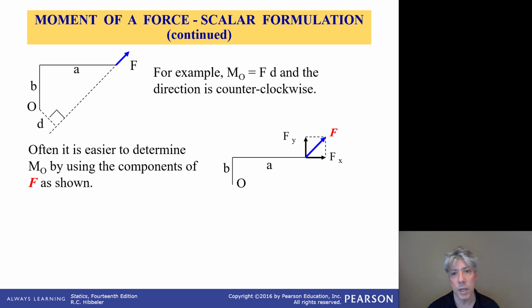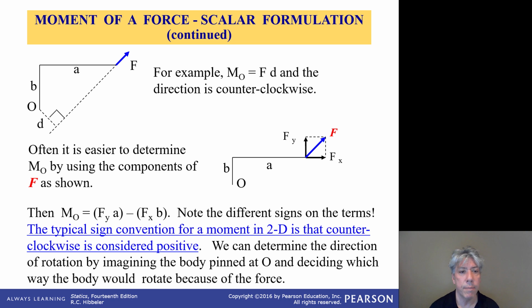Here's the beauty of this whole thing. If you calculate moment M naught based on Fy and Fx with these easy to figure out dimensions A and B, it'll be the exact same thing that you would have gotten by taking F times D in the previous figure. So this makes your life a whole lot easier, and all you really have to do is break down forces into their horizontal and vertical components. And that makes life a whole lot easier most of the time.